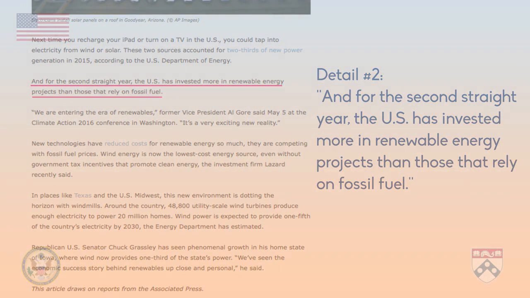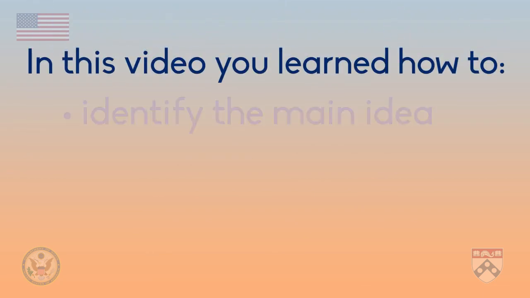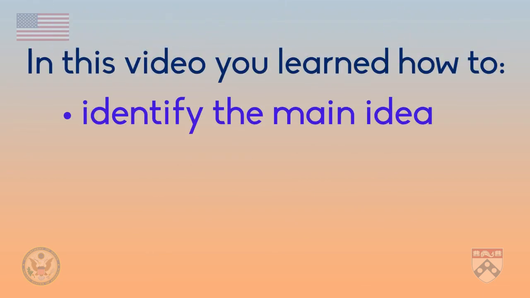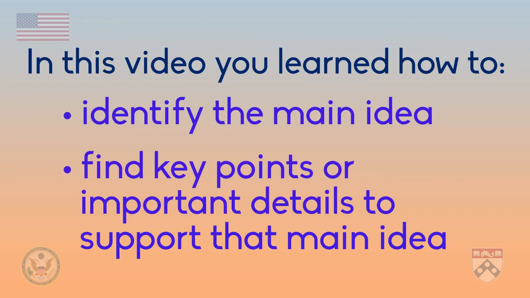Now that we have the main idea of our text and 2 supporting details, we are ready to move on to part 2 and write our summary. So, in part 1 of this language focus, you learned how to identify the main idea of a text and how to find key points or important details to support that main idea. In the next video, part 2 of this language focus, you will learn how to take this information and write a summary in your own words.